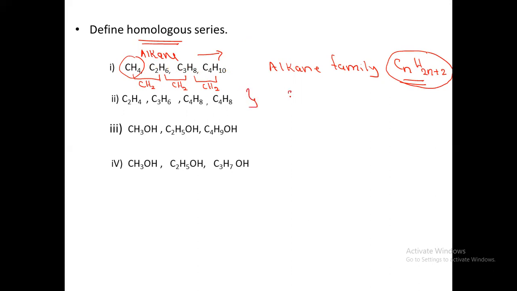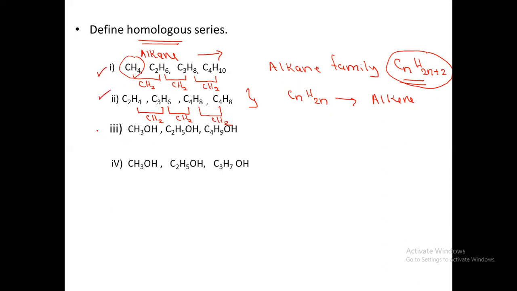As you can see, it has a general formula CnH2n. That is, if there are n carbons, there will be double the hydrogens, right? When there are 2 carbons, 4 hydrogens; 3 carbons, 6 hydrogens. So this is the alkene formula, and it's very clear that they all belong to the alkene family. They belong to the same family, and the difference between the successive members is again CH2. So this is also a homologous series.